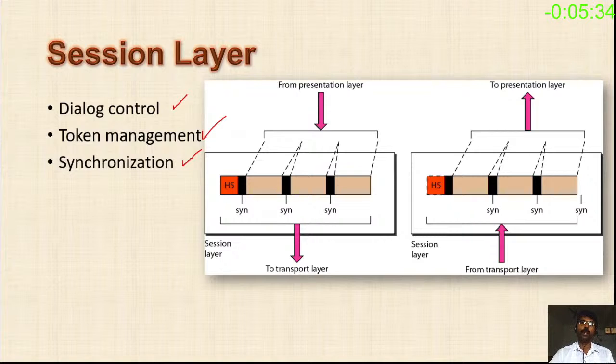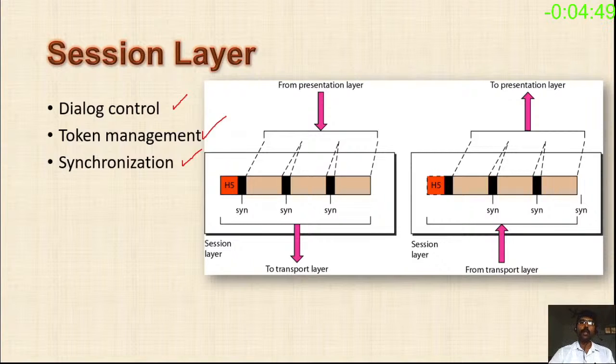Imagine after 25 pages, the system crashes. If the session or synchronization is not maintained, what happens? The entire 25 pages have to be sent again. But after every 10 pages, a checkpoint is maintained. So after 20, a checkpoint is already there, and only pages 21 to 25 have to be resent. So the data transmission is reduced with the help of the session layer.